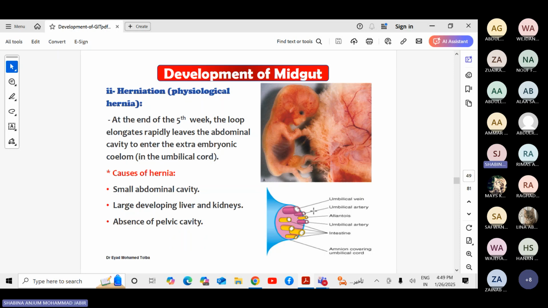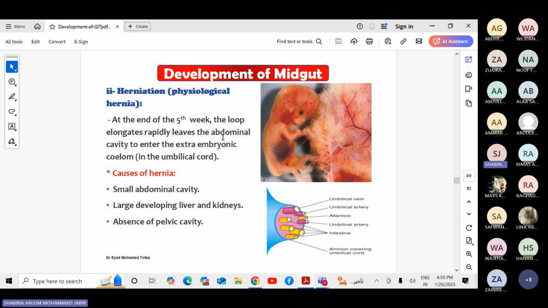So what will happen? At this stage, the loops of the intestine will enter into the extra embryonic coelom, into the umbilical cord here. It is called physiological hernia. We know what a hernia is: it is an abnormal protrusion. Here it is physiological because it is normal.